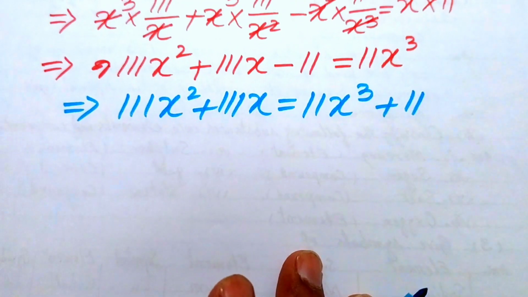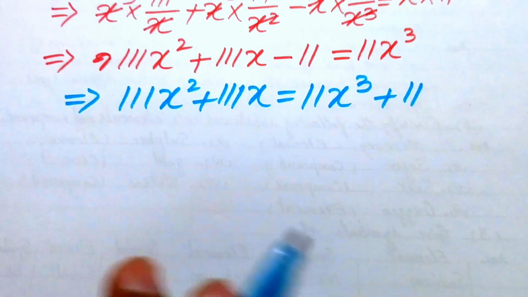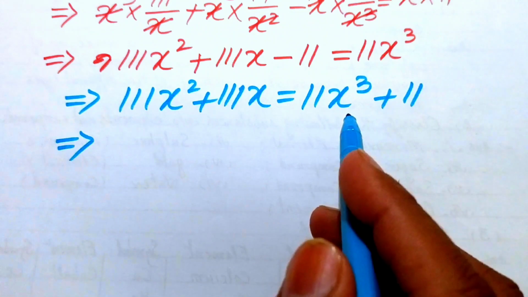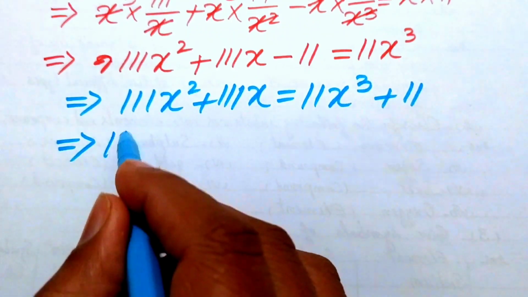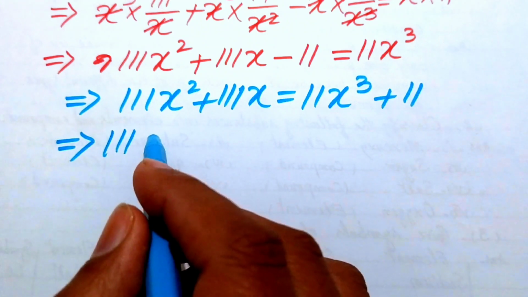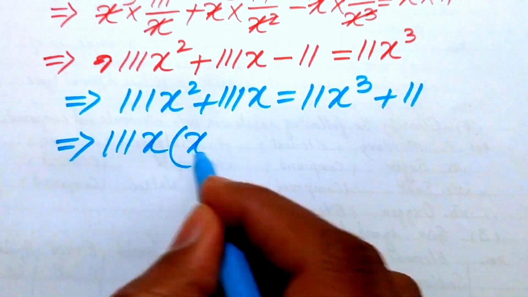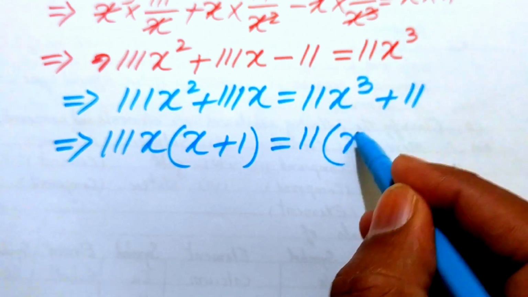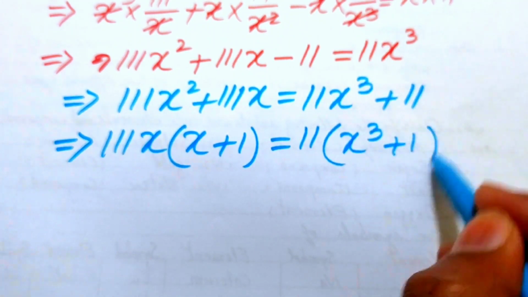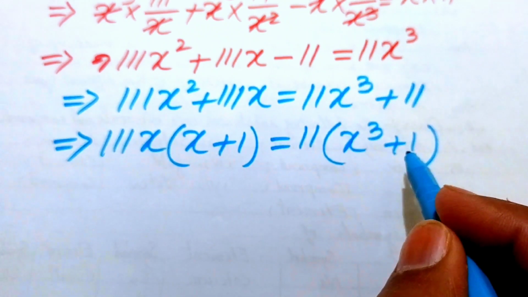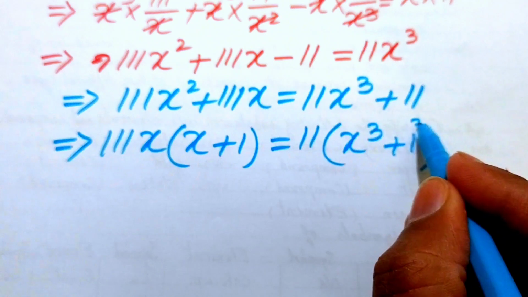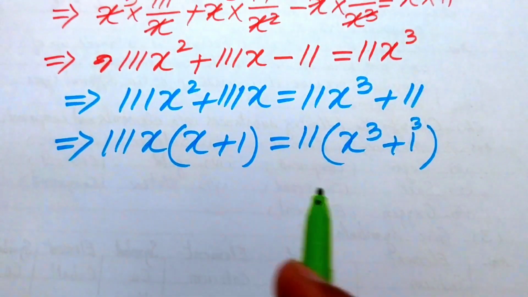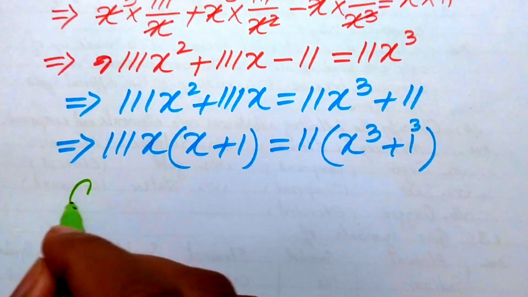If you focus on both of the sides, you see that in the left hand side we have 111 x as the common term, and in the right hand side we have 11 as the common term. So we take it common: 111 x, and we get x plus 1, and in the right hand side we take common 11 and we get x cubed plus 1. But in the right hand side you see here we have 1 and we write it as 1 cubed. And now we use the very well known cubic identity, and you know about this identity.